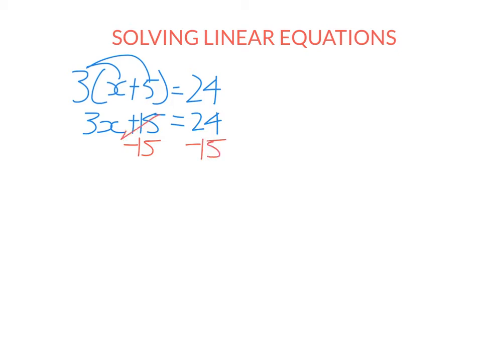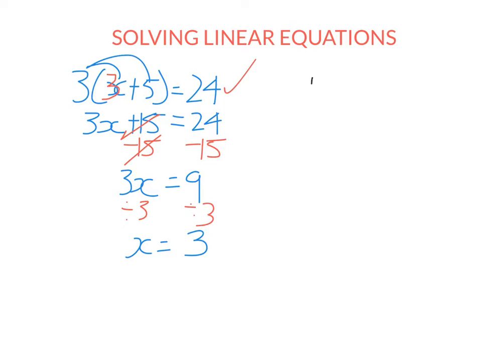So 15 minus 15, they just cancel out. So then the left-hand side's just 3x, and 24 minus 15 on the right-hand side is 9. Now I'm going to undo timesing by 3 by dividing each side by 3, and my solution is x equals 3. So that's the solution, because if I substitute x for 3 here, I get 3 times 8, 3 plus 5 is 8, 3 times 8 equals 24. That is a true statement.